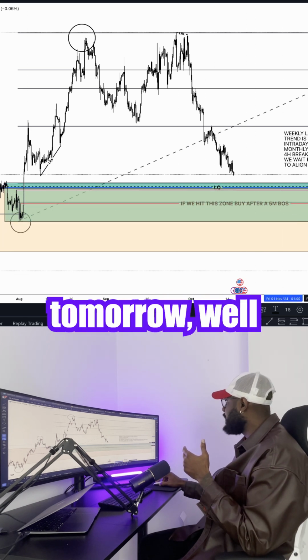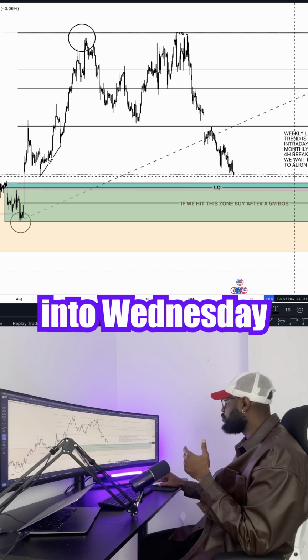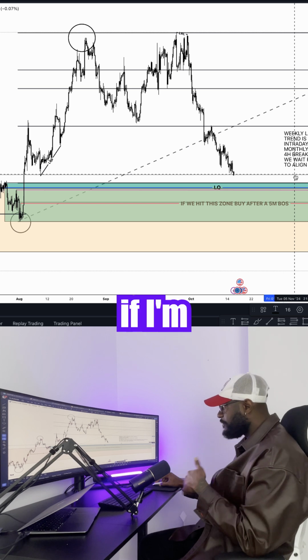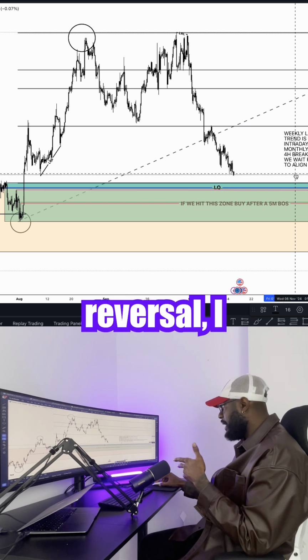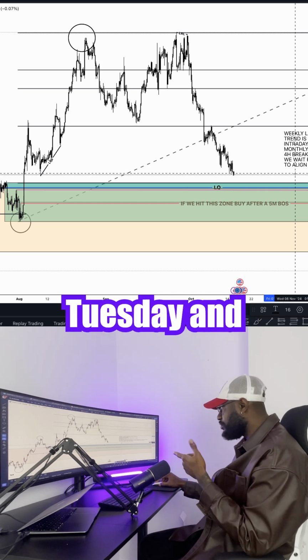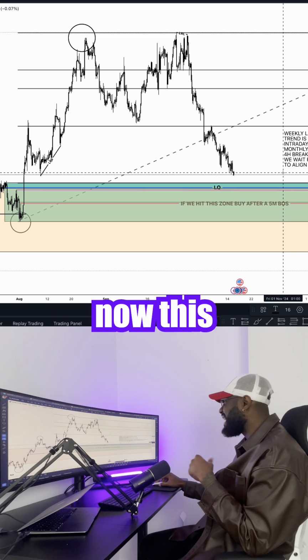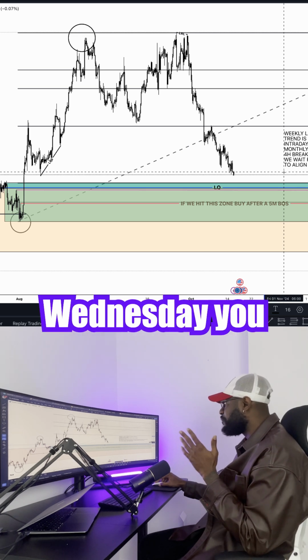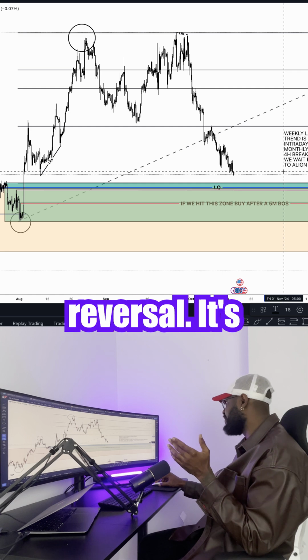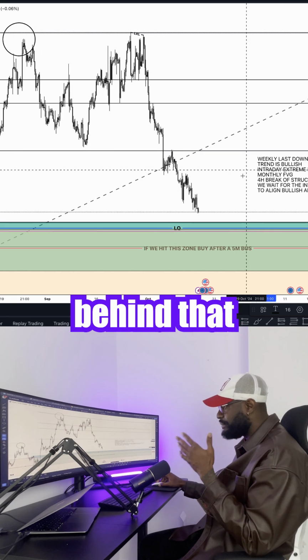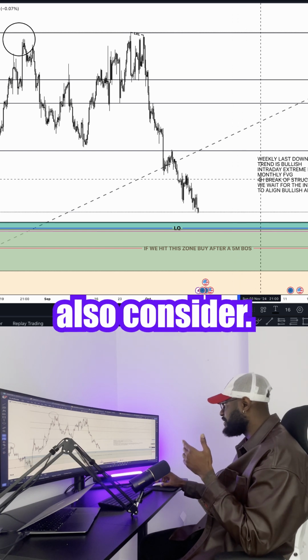And tomorrow we're heading into Wednesday, and if I'm anticipating to see a reversal, I usually anticipate for that to happen between Tuesday and Wednesday or Thursday, a reversal and then continuation to the overall market direction. But this doesn't mean for certainty every single Wednesday you just go into the chart and start looking for a reversal. It's not how it works. There are a lot of other intricacies behind that, but it's just something to also consider.